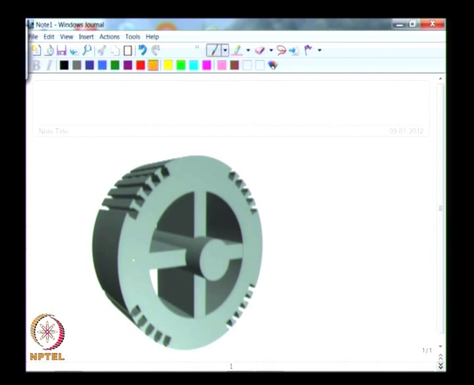The idea is that if you see the surface of the synchronous machine rotor, it is about cylindrical. There are no major differences, no major ups and downs in the rotor surface, and therefore this rotor is called a cylindrical rotor.